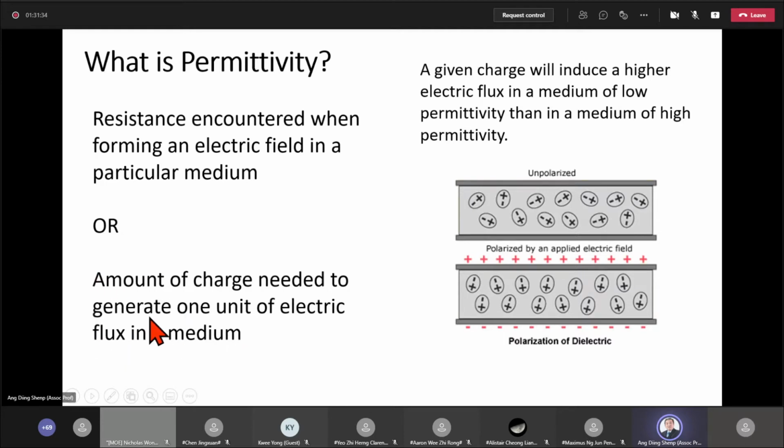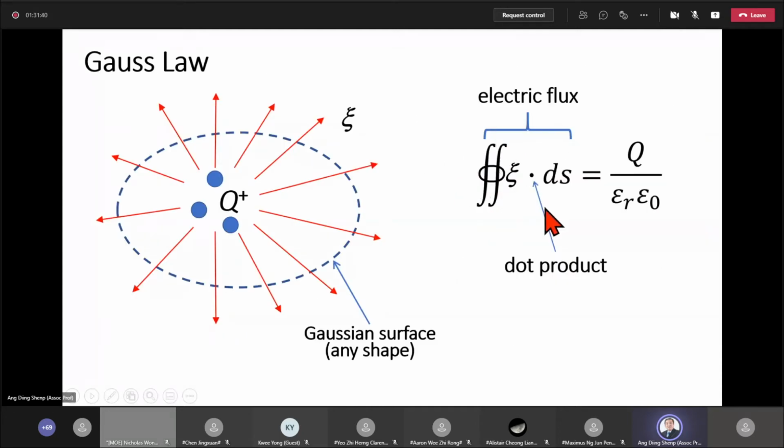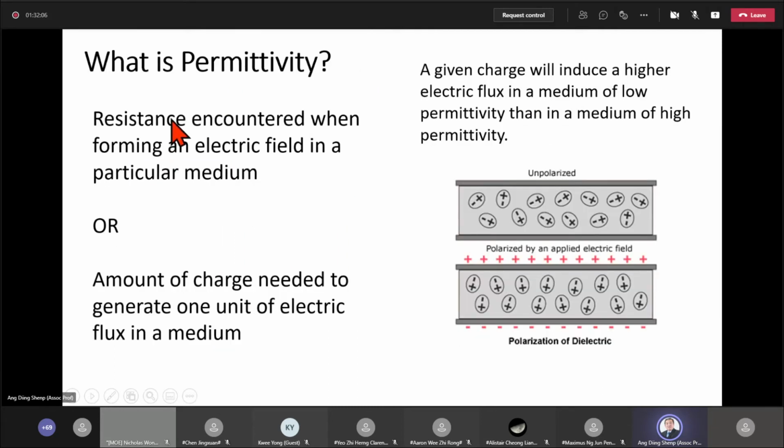Now the alternative definition here actually stems right out of Gauss's law. If you look at Gauss's law and consider per unit electric flux, that means the left side of this equation has a value of 1. If that's the case, then bringing the permittivity over to the left side, the permittivity of the medium is essentially the amount of charge Q that you need in order to create 1 unit of electric flux. Now, more intuitively, the permittivity is easier to understand if you think of it as resistance encountered when forming an electric field in a particular medium.